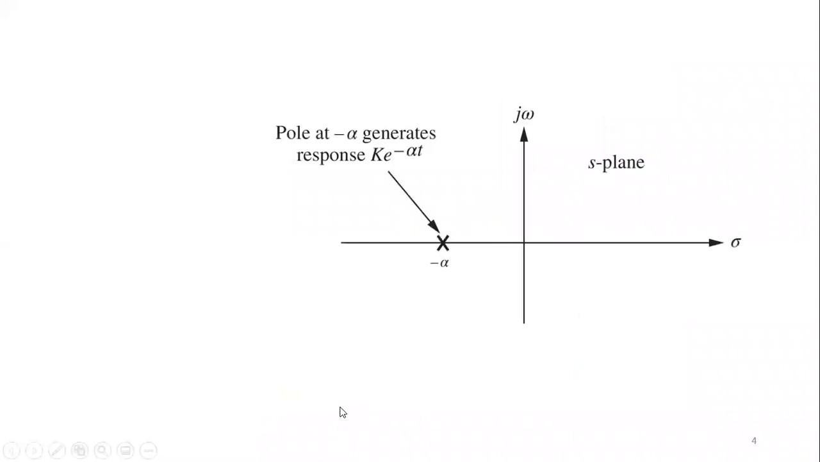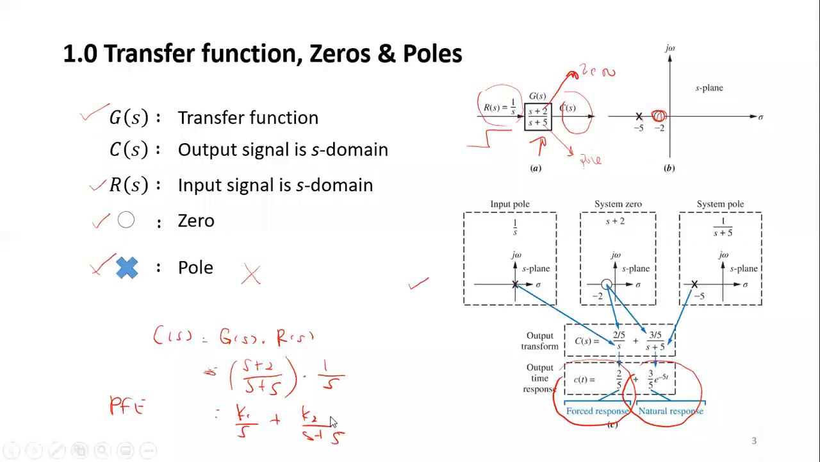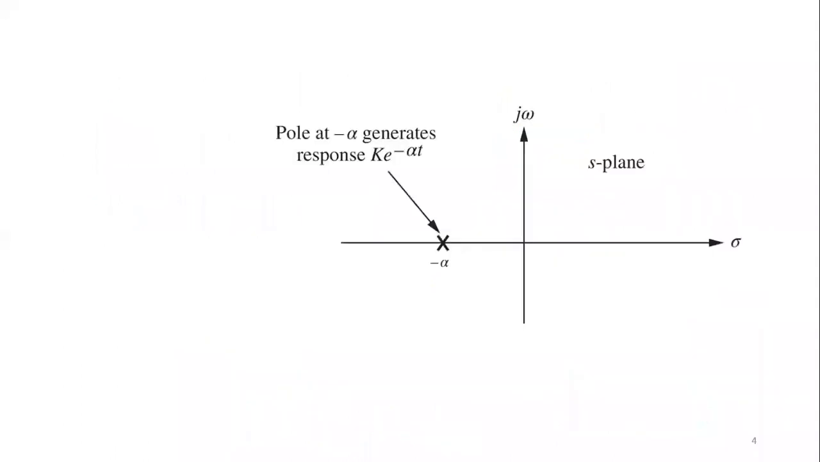Alright, next. What we're going to get here is a constant over 5 plus K times the exponential e to the power of minus 5t. The pole location here depends on the poles, which generate the natural response, the exponential to the power of minus 5t. Alright, let's move on.